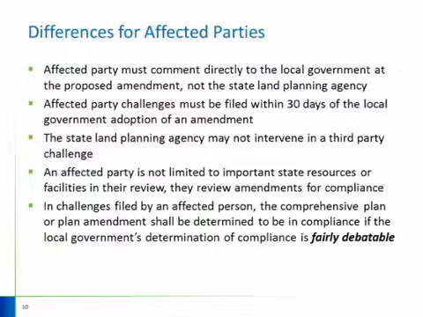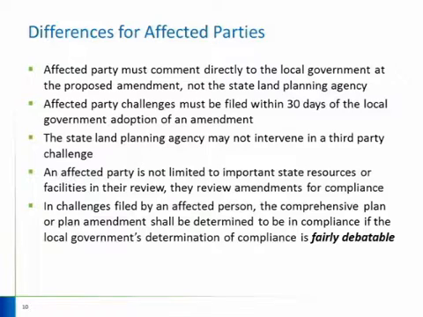They comment directly to a local government. No longer do they comment to the State Land Planning Agency. Their comments, however, go to the local government, and if they wish to challenge a plan amendment, they must challenge within 30 days of the local government adoption hearing. The State Land Planning Agency may not intervene with a third-party challenge.